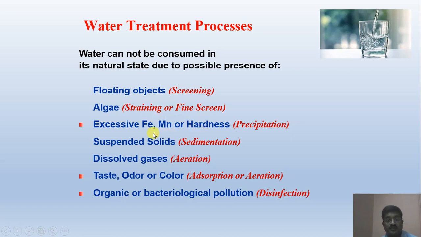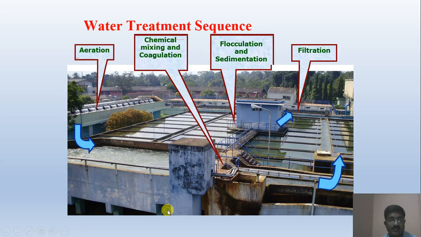Then, excessive ferrous, Mn, or hardness: if it is present, this magnesium, which is in terms of hardness, we have to go for the precipitation. Suspended solids, in that we have to use the sedimentation. Dissolved gases, we have to go for the aeration. Taste, odor and color related parameters, we have to go for the adsorption or aeration. Then organic and bacteriological pollution, we have to go for the disinfection.